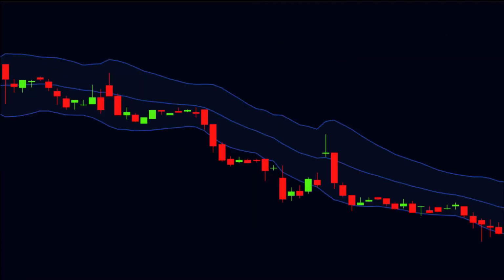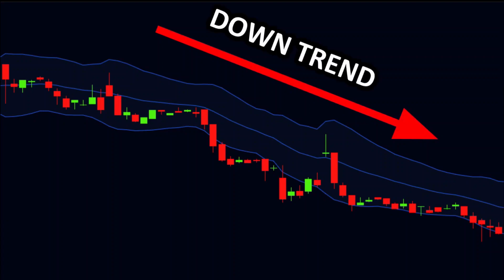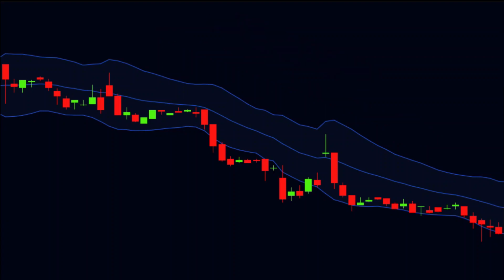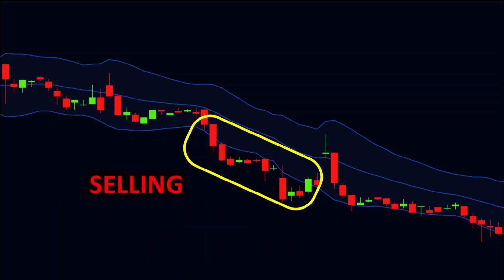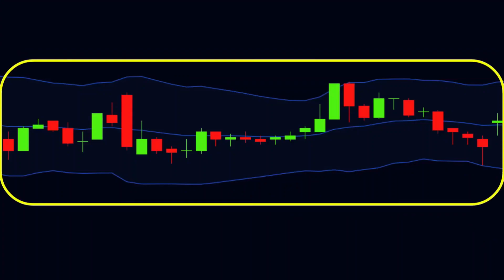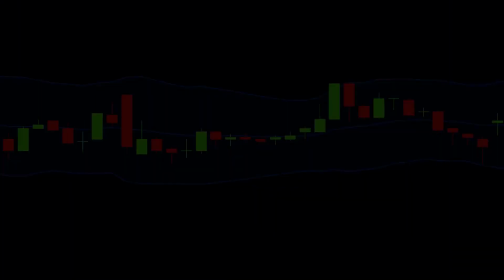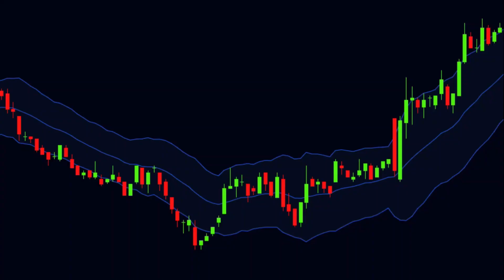Similarly, when the Keltner channel is sloped in the downward direction, then it is called that the stock is in the downtrend. During the downtrend, the price moves between both the channels. When the price closes below the lower channel, and then if it moves below the lower channel, then the stock will be in a high downtrend, and this time we can get the selling opportunity. When the Keltner channel becomes flat, then the price will be in consolidation. During this range-bound period we should not make any trade. Till here you learned about the Keltner channel.